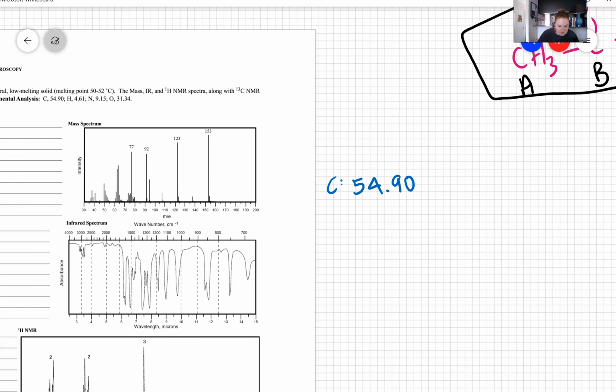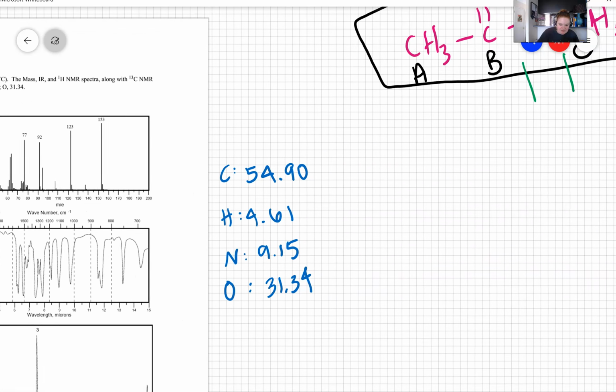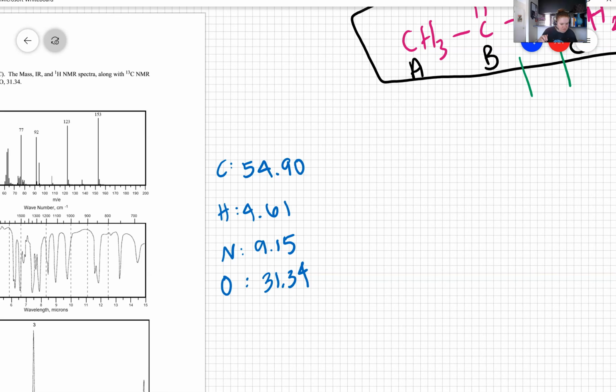54.90, hydrogen 4.61, nitrogen 9.15, oxygen 31.34. So we're going to do the same steps. That first step is dividing by the molar masses.